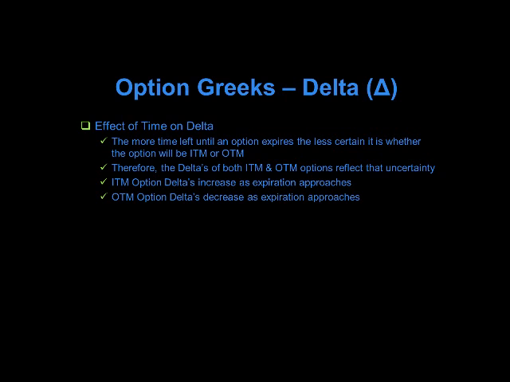Out of the money option deltas decrease as expiration approaches because the probability gets higher and higher that it's going to stay out of the money as you get closer to expiration.